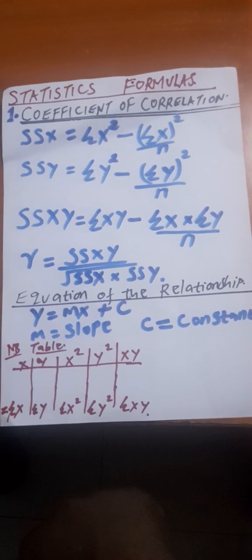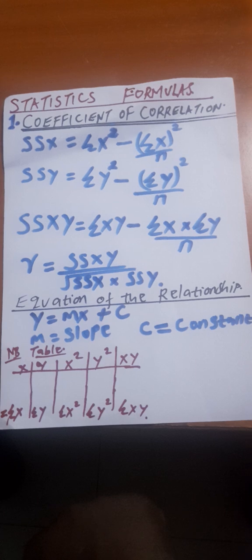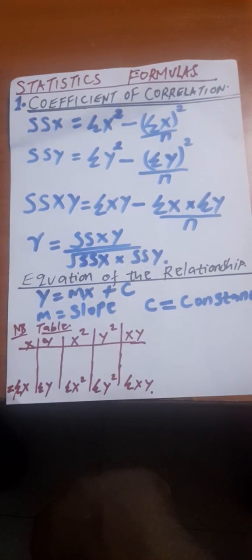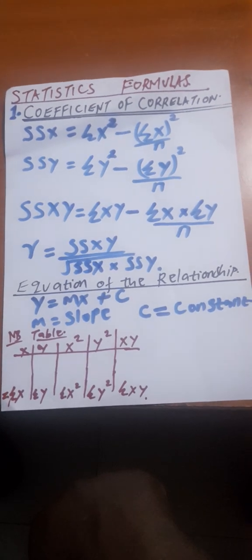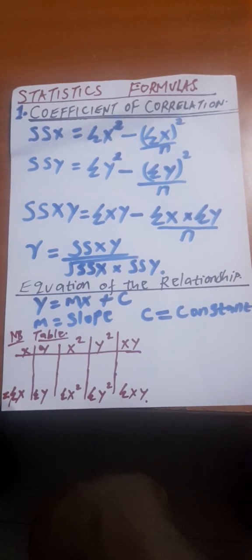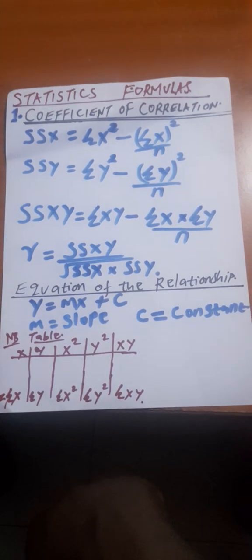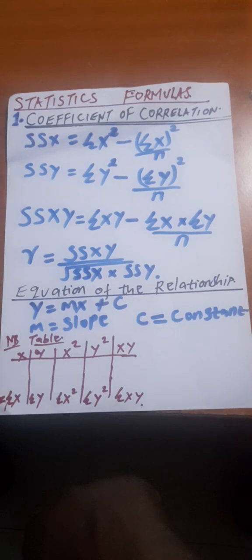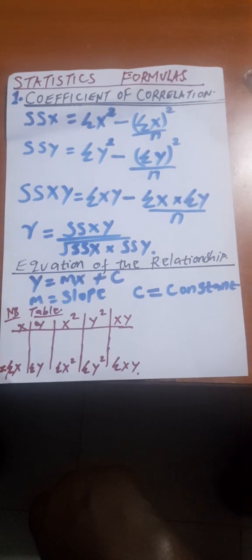We are discussing today the statistics formulas, and the first one that we will do is the coefficient of correlation. From the lower table, I have written NB. We have a table of X and Y with some given values. You find X squared by squaring the X, then Y squared by squaring the Y. Then you have the XY, that's the product of the X and Y. You multiply them. Then you do their sum total for each and every column in the table.